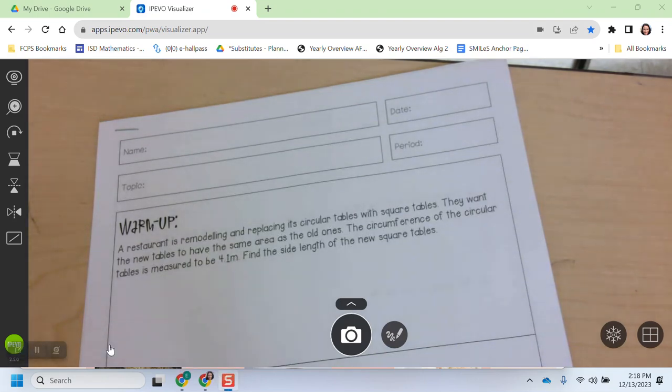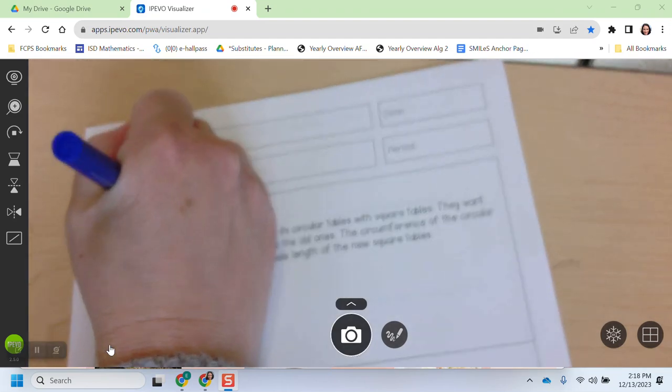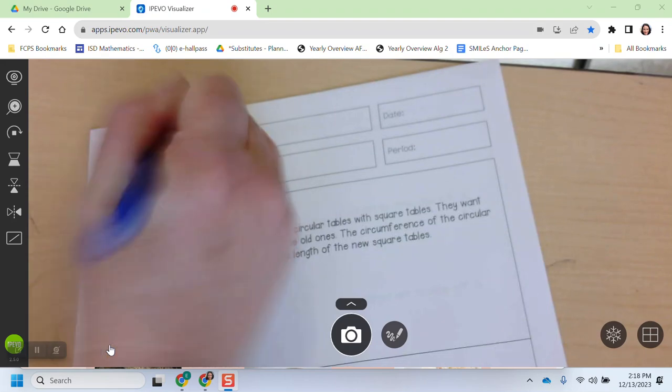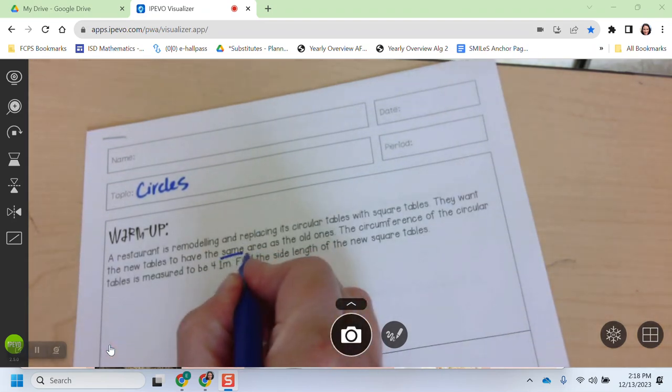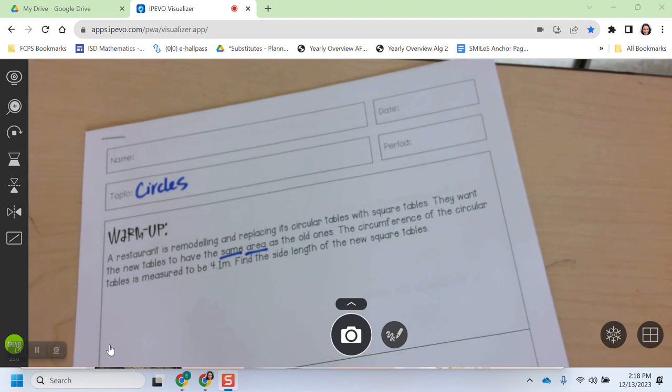Okay, so here is our warm-up. Today we are learning about circles. And we have a restaurant which is replacing circle tables with square tables. They need to have the same area. And we're given the circumference to be 4.1 meters.